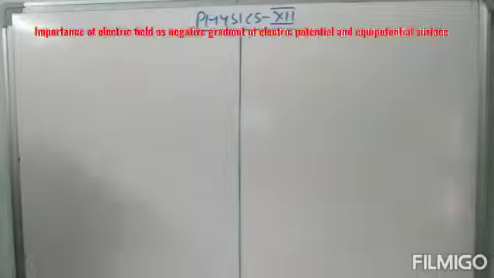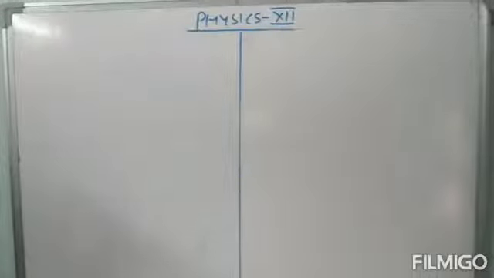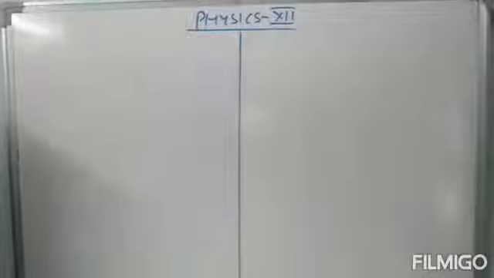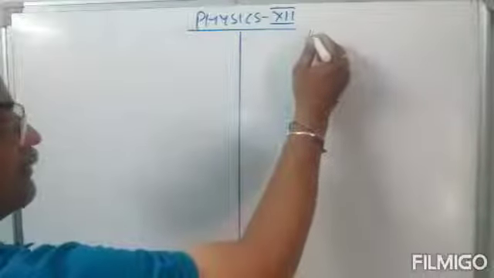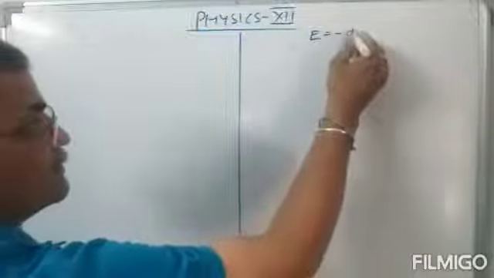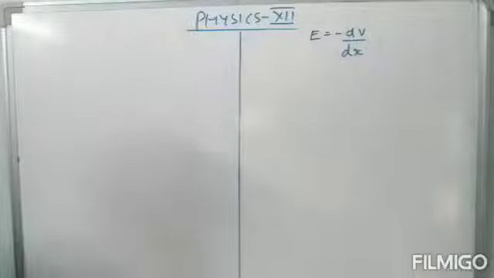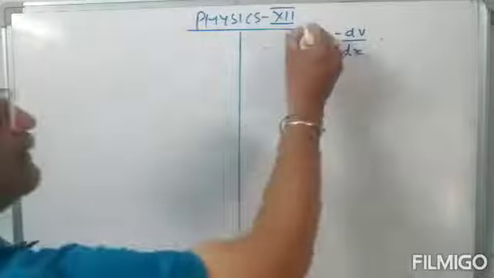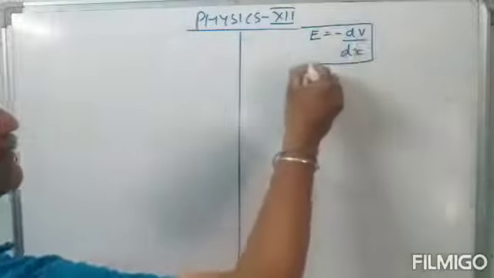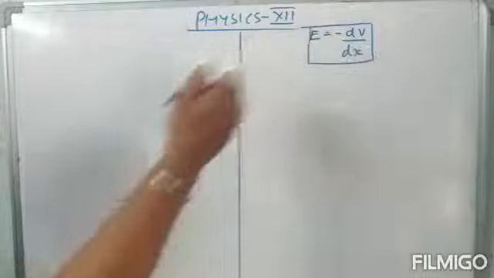Good morning, students. Today we will do the importance of the relation between electric field and electric potential. Moreover, we will do equipotential surface. So first of all, let's find out the importance of E is equal to minus dV upon dx. If you remember, in the last video, we have derived this relation. What's the importance of this relation?